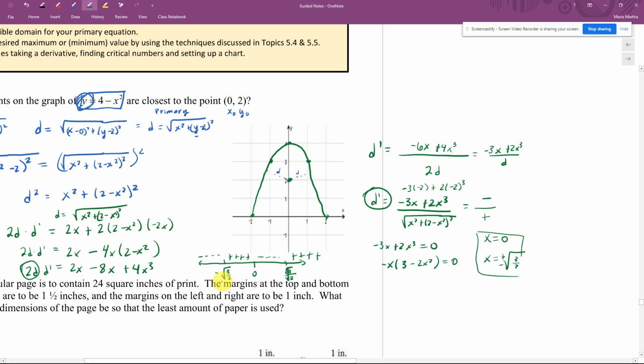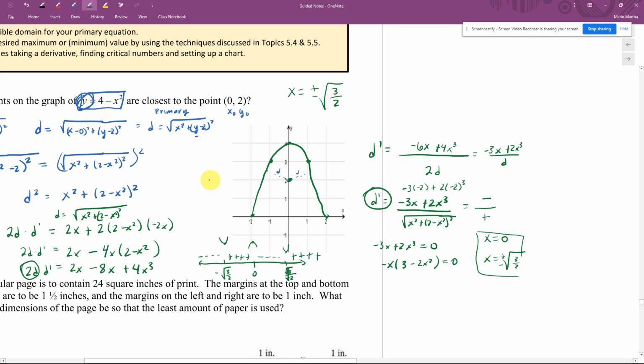So if we change from negative to positive, this is a minimum. If we change from positive to negative, that's a maximum. And then we have another minimum at the square root of 3 over 2, because it changes from negative to positive. So we can say that the minimum values occur at x equals plus or minus the square root of 3 over 2.